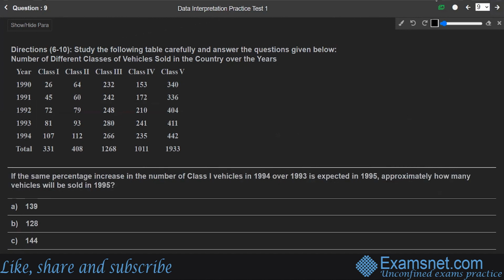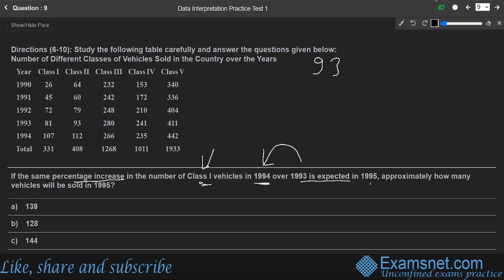Now, for the same data, it is asking: if the same percentage increase in the number of class 1 vehicles in 1994 over 1993 is expected in 1995 also, approximately how many vehicles will be sold in 1995? So clearly he's saying whatever has been the percentage increase of class 1 vehicles from 1993 to 1994. Okay, so what is the increase first? Let us see the increase.